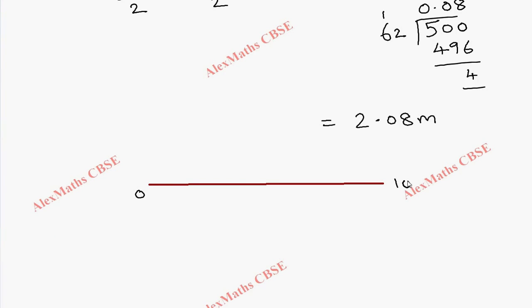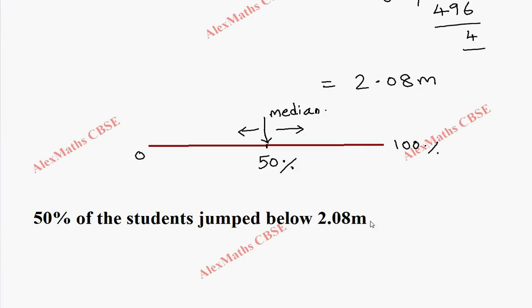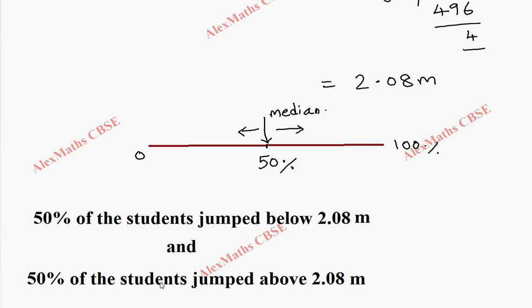And the interpretation is, suppose we have some set of data, that is 100% of the data. The middle value which divides the data into two equal parts, that is 50%, is this median. So the median is the one which divides the data into two equal parts. So below this we have 50% and above this we have 50%. Since the median is 2.08, we can say 50% of the students jumped below 2.08 meter and 50% of the students jumped above 2.08 meter.